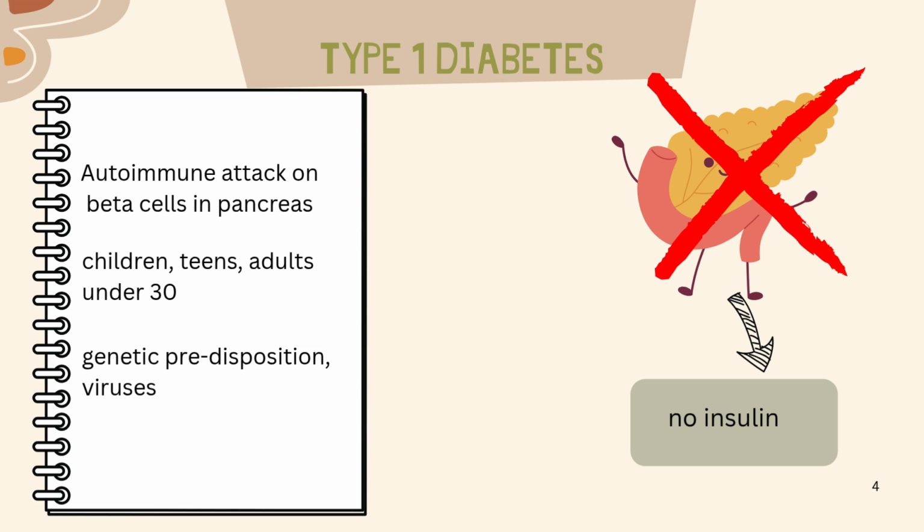Type 1 diabetes is what we call an autoimmune disease. This is where the body's own immune system mistakenly attacks and destroys the beta cells in the pancreas. These are the very cells that produce insulin. Usually type 1 diabetes happens in children, teens, and adults under 30, although it can happen at any age, but that's most common. Why does type 1 diabetes happen?